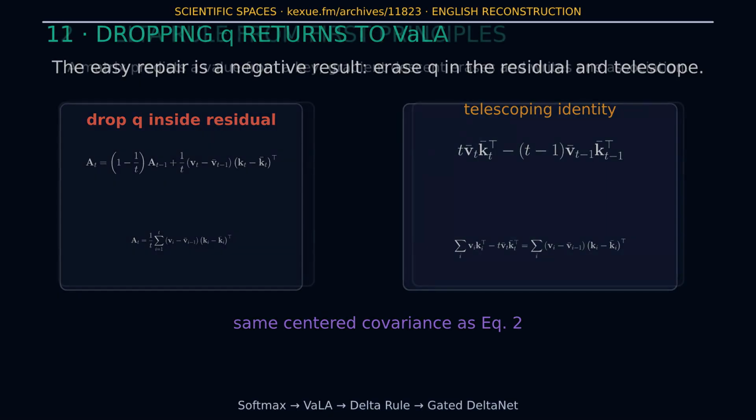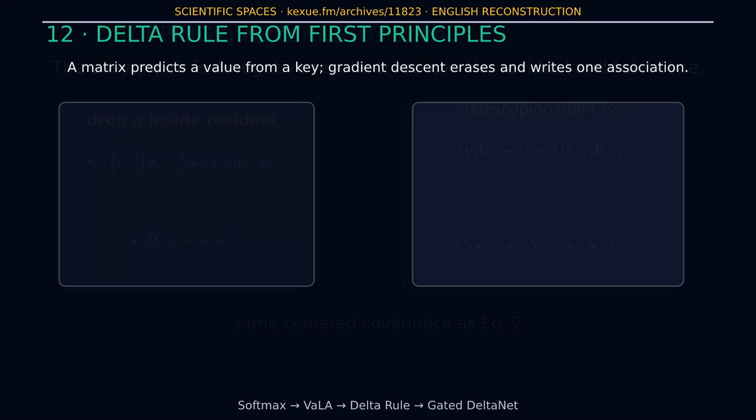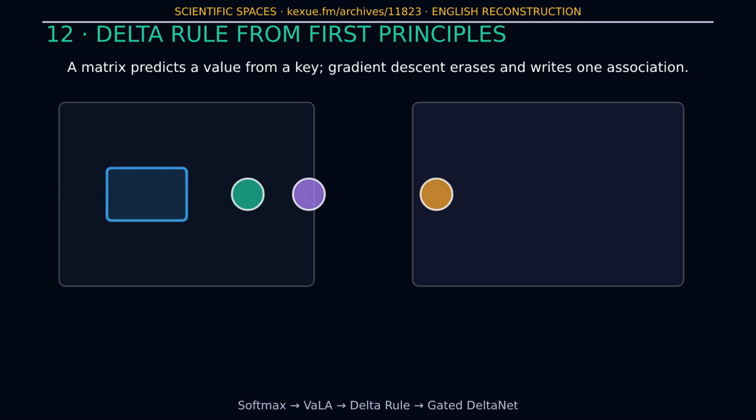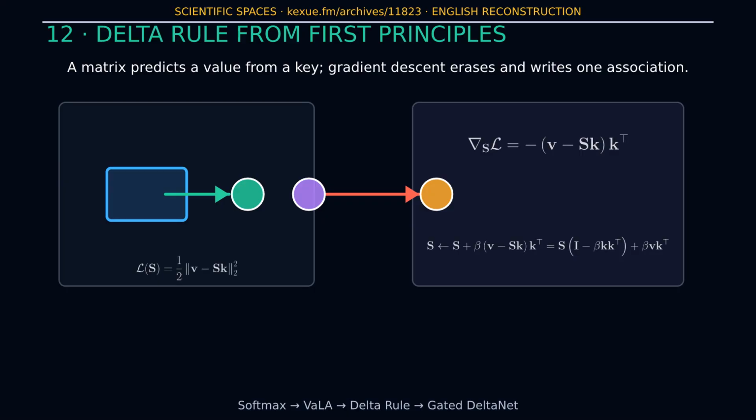Before choosing the substitute, recall what a delta rule actually does. Let a matrix S map a key k to a predicted value Sk. Given a target value v, the squared error is 1/2 times the norm of v minus Sk squared. The gradient with respect to S is minus the prediction error times k transpose. A gradient step, therefore, updates S to S plus beta times (v minus Sk) times k transpose. Rearranged, it is S times (identity minus beta k k transpose) plus beta v k transpose. The rule erases what the key predicted and writes the new value.